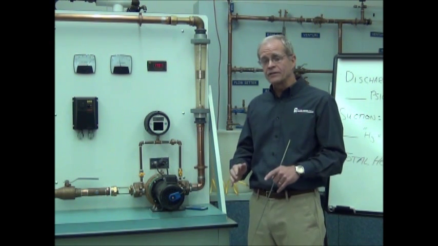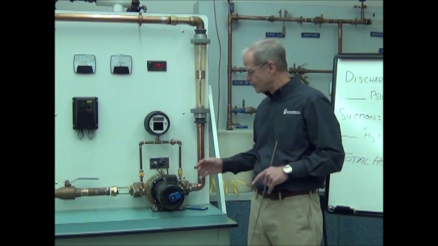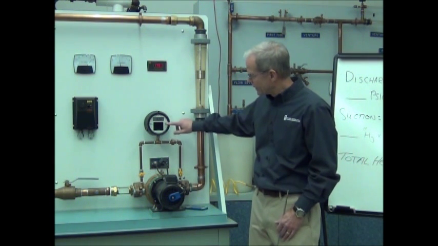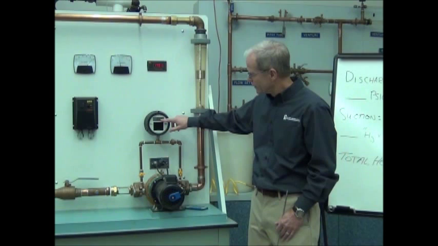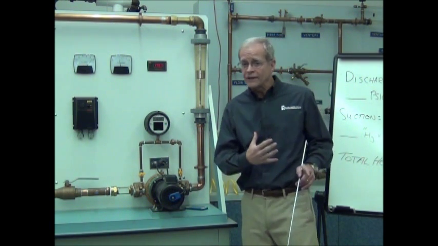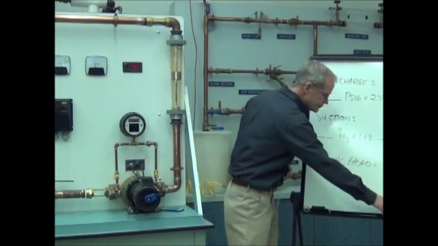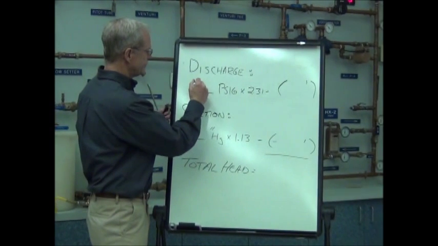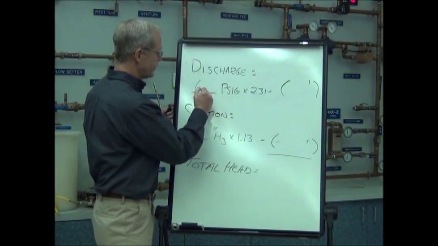So let's take the discharge pressure reading to start out. I open this valve, and I can see that I've got a discharge pressure of right about 6.3 psig. I'm going to write that down on a whiteboard.